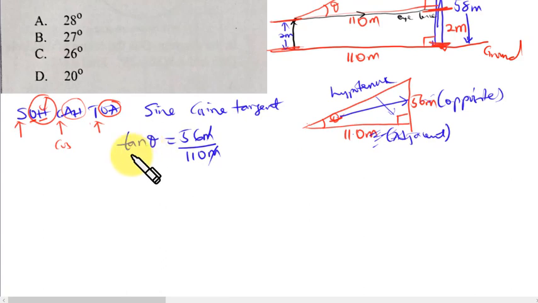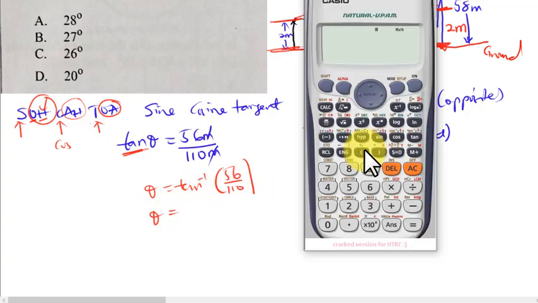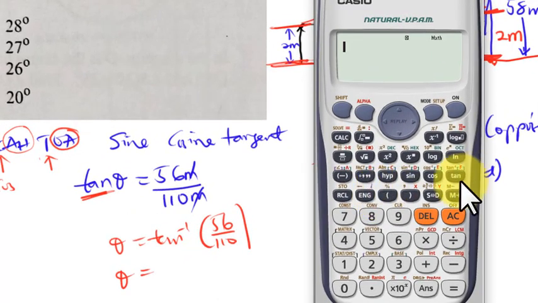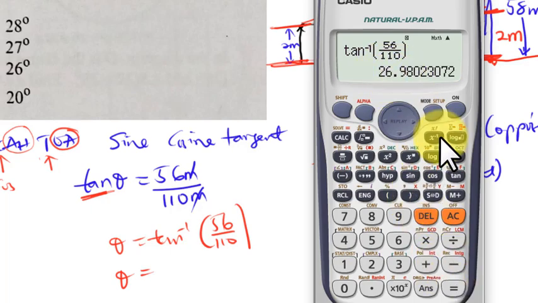So to find theta, we have to get rid of tan. So we take tan inverse of both sides so that we get tan inverse of 56 on 110. Of course, 56 on 110 can be simplified if you want to do that. If you want to type tan inverse, you first must press shift and then tan so that you have tan inverse here. Then we type 56, press the fraction template and 110, and we close the brackets. So the tan inverse is 26.98.